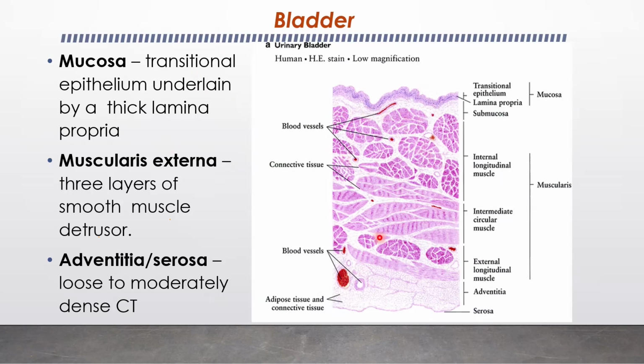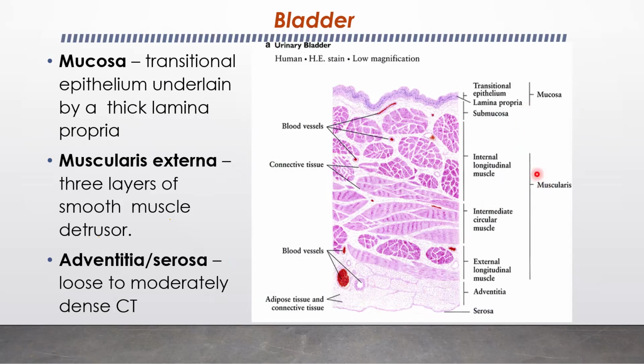Below it will be the muscularis externa. So this muscularis externa will be the layers of the detrusor muscle, which is smooth muscle. This detrusor muscle will have 3 layers, as you can see here. So internal longitudinal, intermediate or middle circular, then external longitudinal. Of course, on the outer bit, we'll have adventitia or serosa, which will be loose to moderately dense connective tissue.